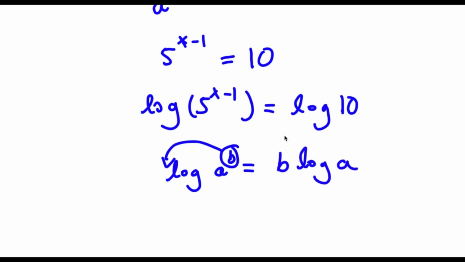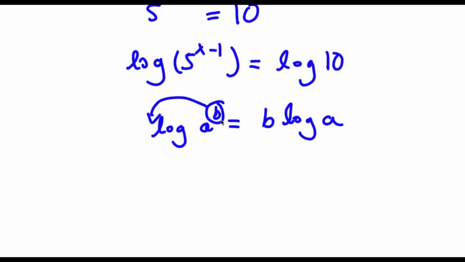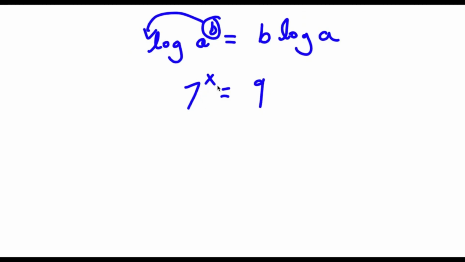And this property is actually really useful because, as you see here in the form log a to the power of b, b is an exponent. And solving for an exponent is actually really hard. For example, if I had 7 to the power of x is equal to 9, x is an exponent, and x is actually a decimal because you can't take 7 to the power of a whole number and make it 9. So this is actually going to be almost impossible to solve on your own.